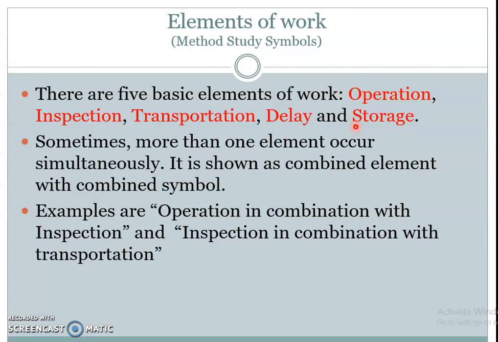Sometimes more than one element occurs simultaneously. It is then shown as a combined element with a combined symbol. For example, if there is an operation in combination with inspection, or inspection in combination with transportation, in this case we have to combine the symbols for inspection and transportation, or operation with inspection.